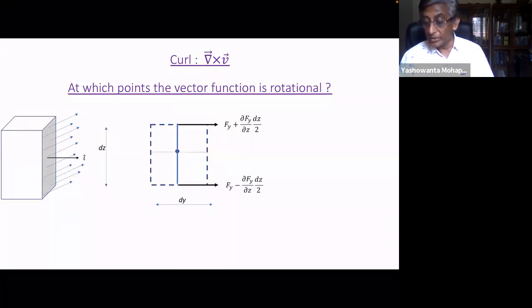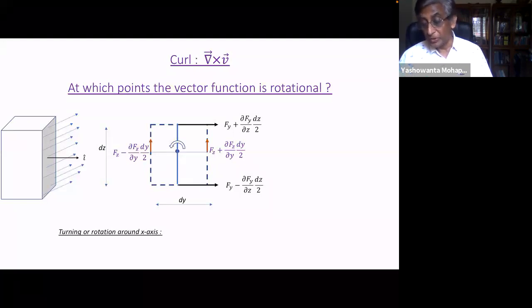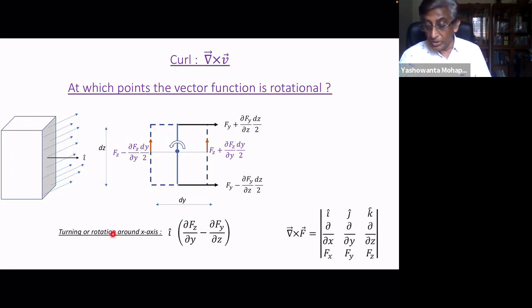How about in the y direction? That would be dy here, and that would be minus. This is Fz, in the z direction, but changing in the y direction by dy by 2. So this will be this, and this will be forward in the y direction here. So that would be Fz plus delta Fz. Now this would be trying to rotate in this direction, and so the turning would be composed of two components. One, the Fy component, trying to turn it in the clockwise direction, and the Fz component trying to turn it in the counterclockwise direction, and we take that to be positive. And so the turning or rotation around the x-axis is i times (del Fz by del y minus del Fy by del z).